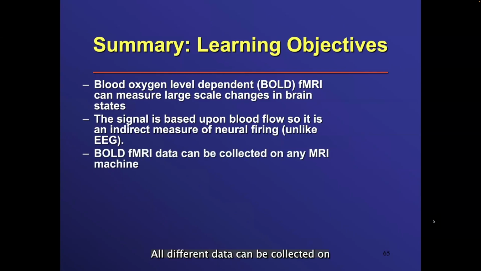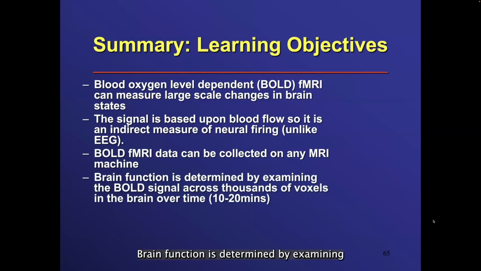BOLD fMRI data can be collected on any MRI machine. Brain function is determined by examining that change in signal across thousands of voxels, those little cubes in the brain, over time. So we might acquire 10 to 20 minutes of data in any experiment.